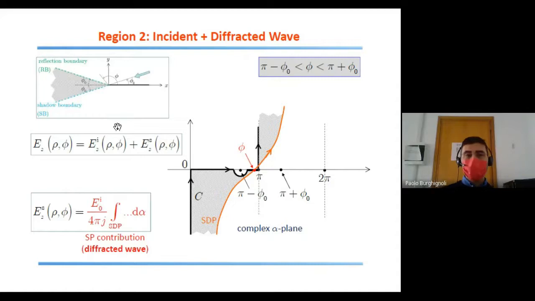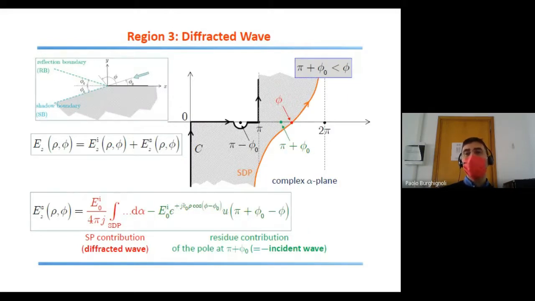So that, again, the total field will be given by the sum of the incident field plus a diffracted wave. That is, if phi is even larger than pi plus phi 0, so that now phi here, the saddle point, is on the right of both poles, what we find is that we have a residue contribution, but now this comes from the green pole here at pi plus phi 0.